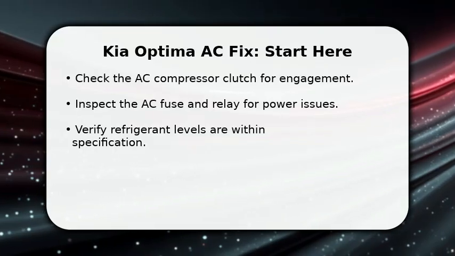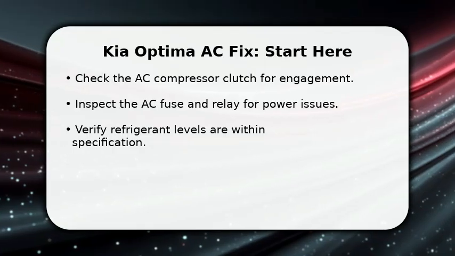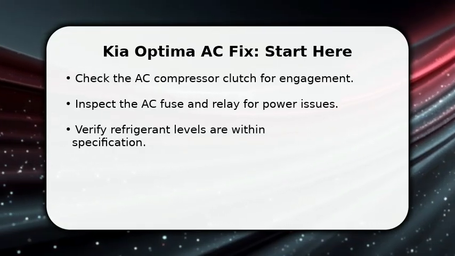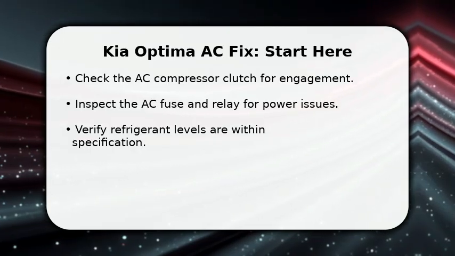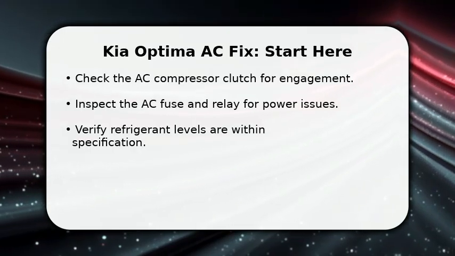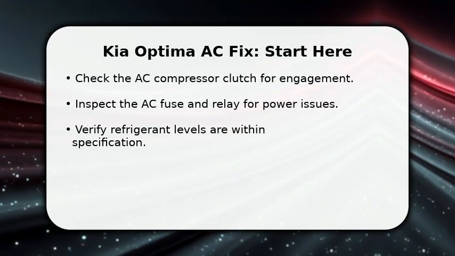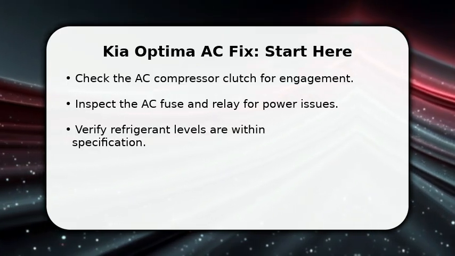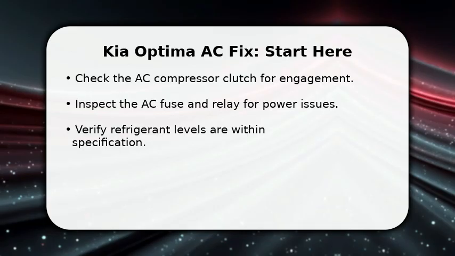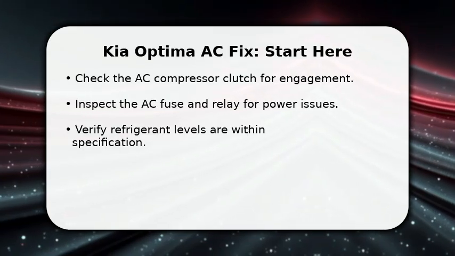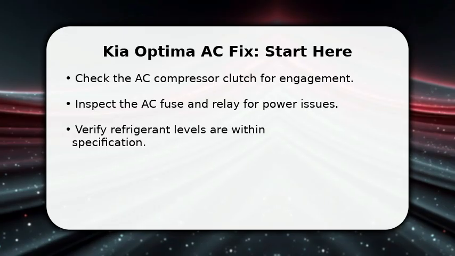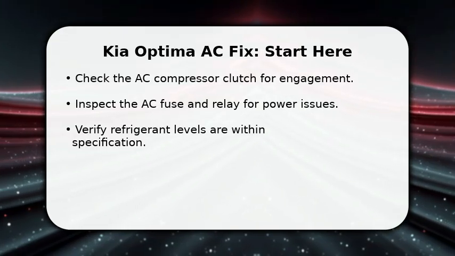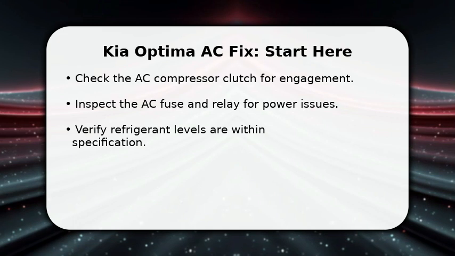In this video, I will explain how to fix your Kia Optima AC. First, let's tackle some initial checks. Begin by confirming the AC compressor clutch engages when you turn on the air conditioning. If it doesn't, there might be an electrical issue. Next, inspect your AC fuse and relay, as a blown fuse or faulty relay can prevent the system from working. Finally, check your refrigerant levels. Low refrigerant is a common cause of poor cooling.